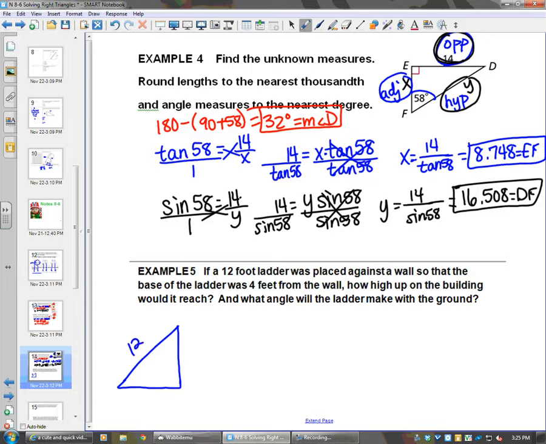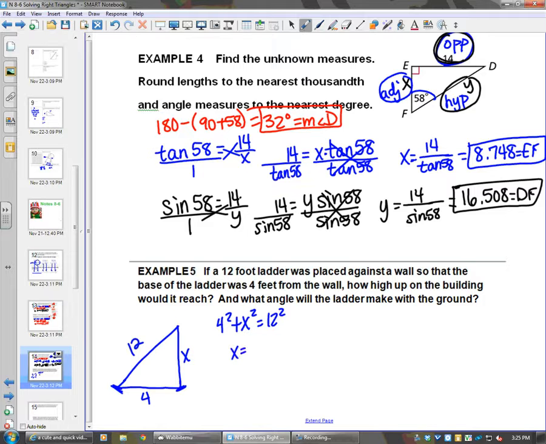So a 12-foot ladder is placed against a wall so that the base of the ladder, so here's the base of the ladder, there's the bottom of the ladder, is 4 feet from the wall. So here's the wall, here's the base of the ladder, so I know this bottom portion has to be 4 feet. We're asked how high up the building it would reach. This is what we're looking for. Walk me through how to find that value. Good, Pythagorean theorem. So 4 squared plus x squared is equal to 12 squared.